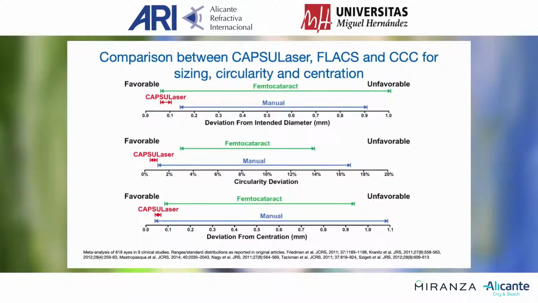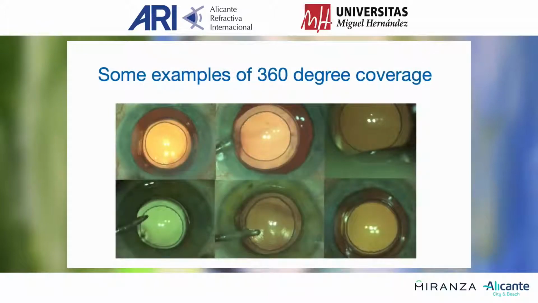We took the results from this study for Capsulaser and compared them to published results for both FLACS and CCC for sizing, circularity, and centration. And you can see, if you look at the left-hand side of the slide, the Capsulaser does better than both of these other two modalities for opening the capsule. And here we can see some typical examples of Capsulaser capsulotomies after lens implantation with 360-degree coverage.